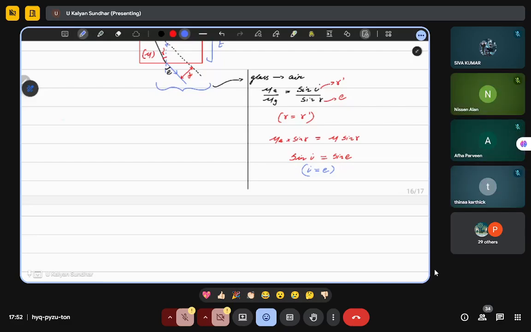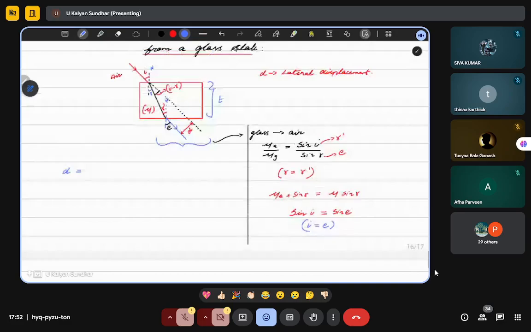Now, next comes your lateral displacement. So this is going to be the lateral displacement. So what I do is I draw this perpendicular line like this.